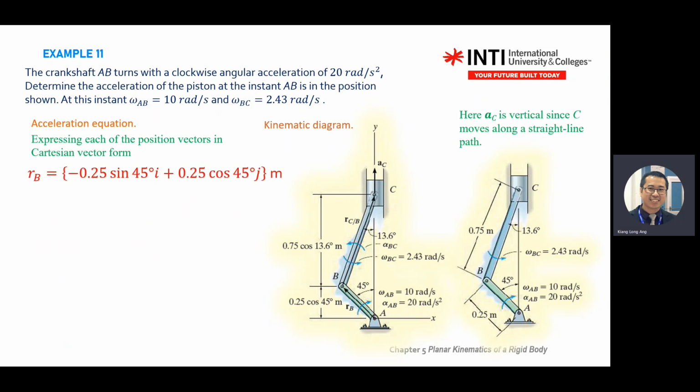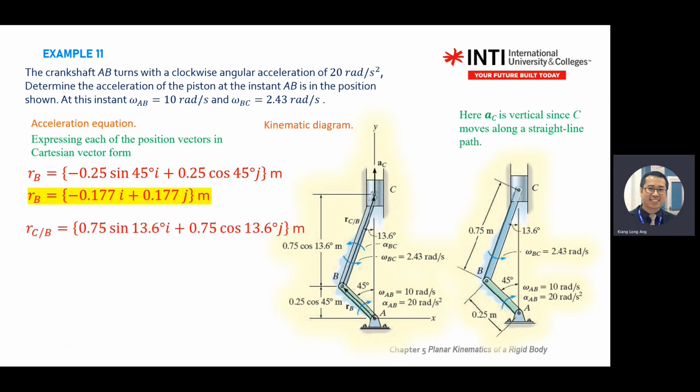Then you put in the application of the equation. You write in i and j directions, meaning you split into x and y. r_B here, you split into x and y. So this is x, this is y. You have a negative component for x and a positive component for y. So that's why you get negative for x, positive for y. Then you get your r_B in vector form. r_BC is also the same. You split r_BC into x and y, so you have a positive x component and a positive y component.